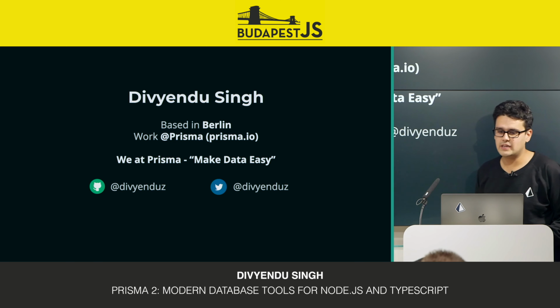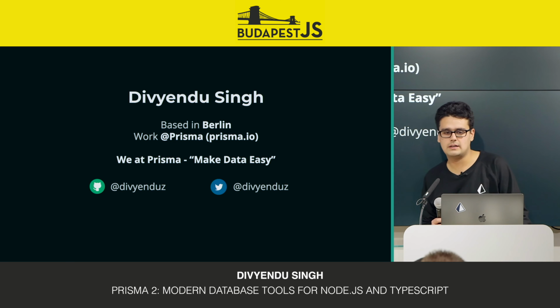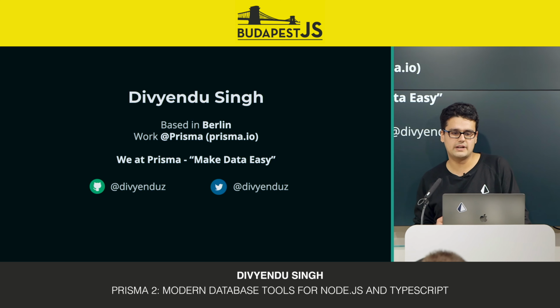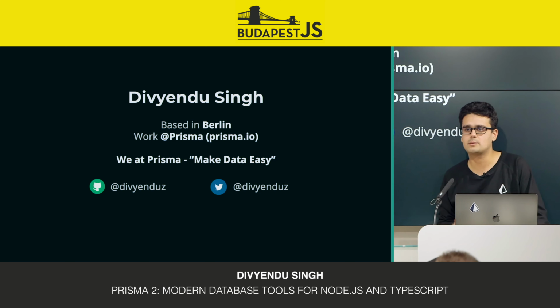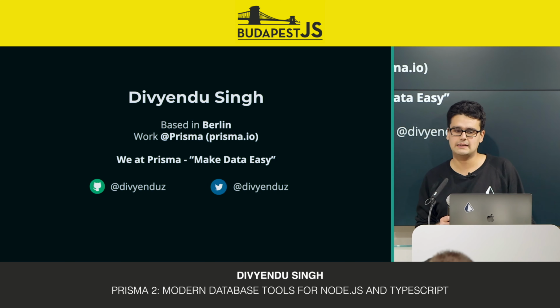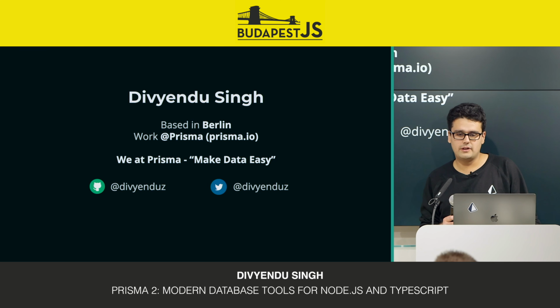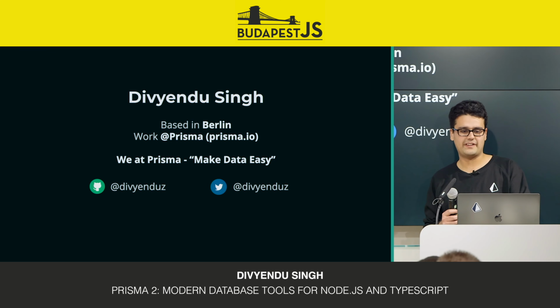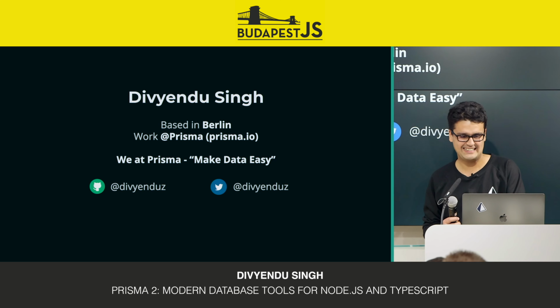A little bit about me. My name is Divyendu. I come from India, and I work at a company called Prisma. At Prisma, our slogan is that we make data easy. We are based in Berlin. On the internet, you can find me on my handle, which is mostly Divyendu Z. I don't know why I put a Z there, but that's how it is.